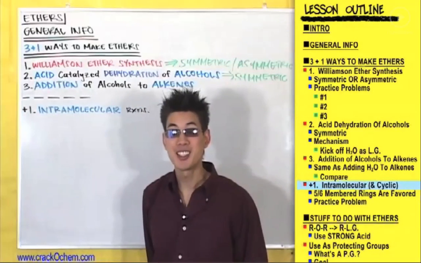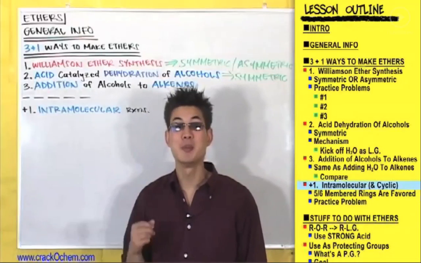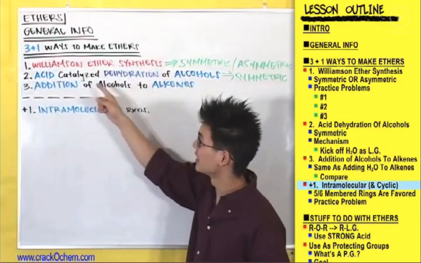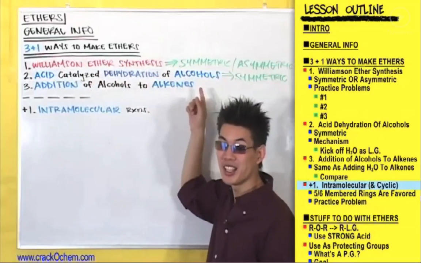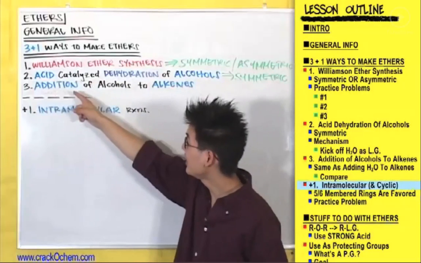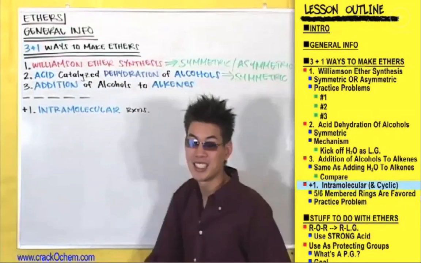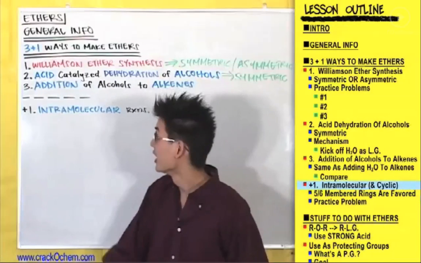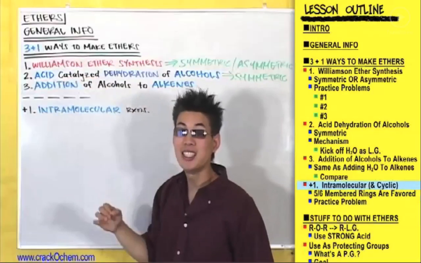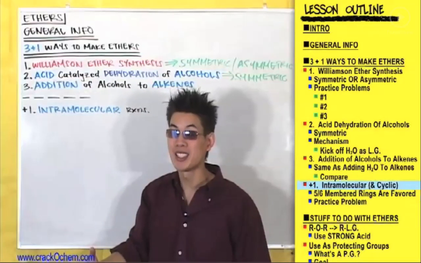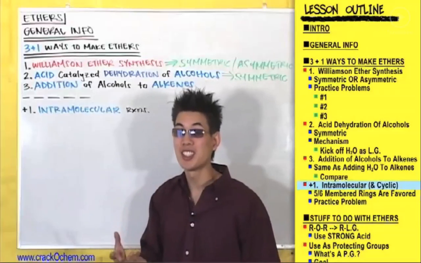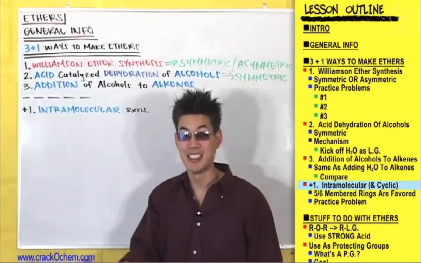Okay, so we just finished learning the first three ways to make a straight chain ether. These were the Williamson ether synthesis, the acid-catalyzed dehydration of alcohols reaction, and lastly the addition of alcohols to alkenes reaction. These were three ways to make straight chain ethers. The first two ways we saw used SN2 reactions to make an ether, and the third way we saw used an addition reaction to a double bond to make an ether.